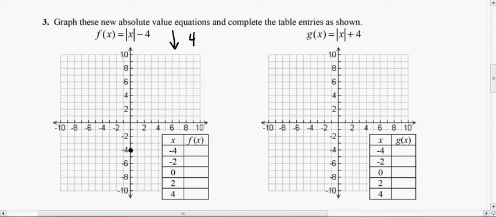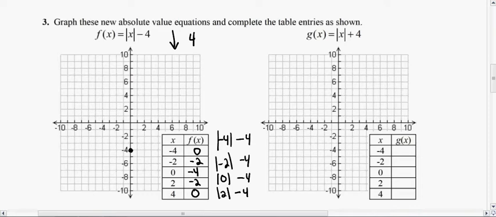Now I'll go ahead and fill in my table. So the absolute value of negative 4 is 4. 4 take away 4 is 0. The absolute value of negative 2 is 2. 2 take away 4 is negative 2. The absolute value of 0 is 0. 0 take away 4 is negative 4. The absolute value of 2 is 2. 2 take away 4 is negative 2. And the absolute value of 4 is 4. Take away 4 is 0 again.